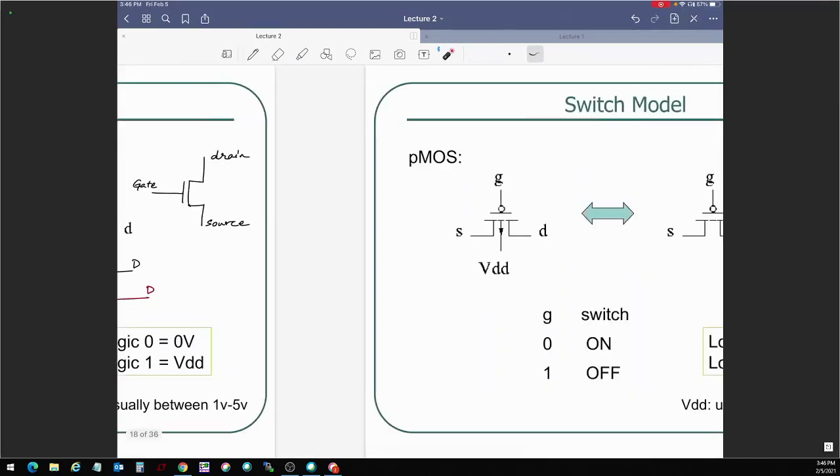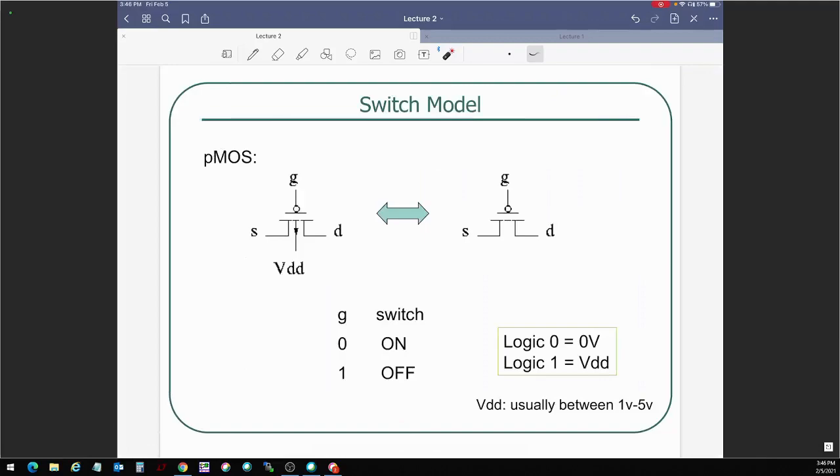The story flips for the pMOS. Like I said, the channel is P channel now. This is the P channel, positive channel, MOS. The symbol has a bubble on the gate. There's a bubble over there as well. The substrate is connected to VDD. The source terminal is also connected to VDD. And things are flipped. Gate is 0, switch is on. Gate is 1, switch is off.